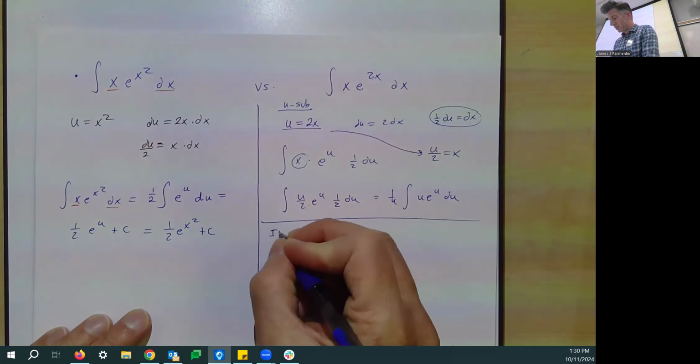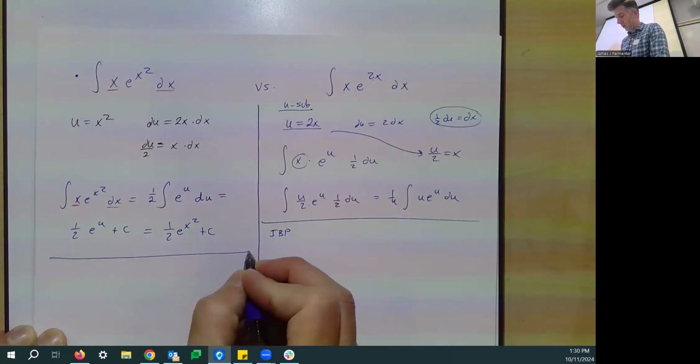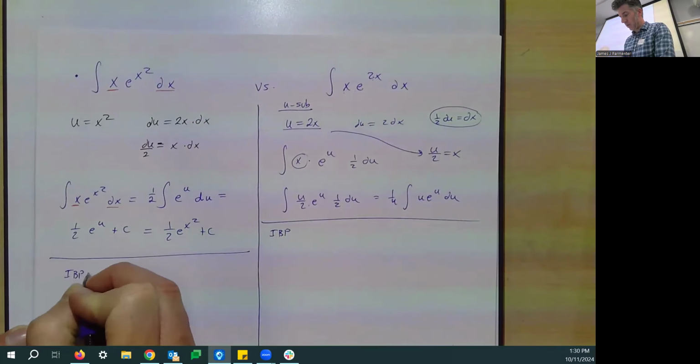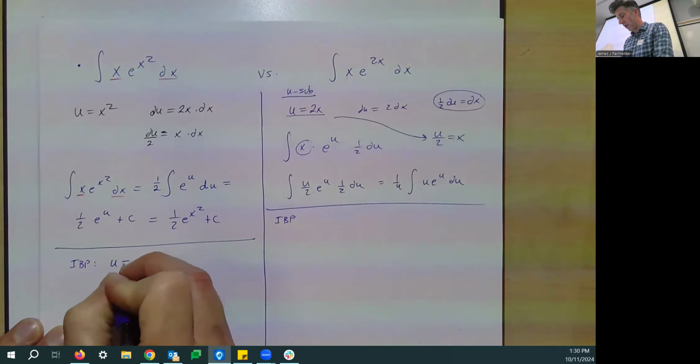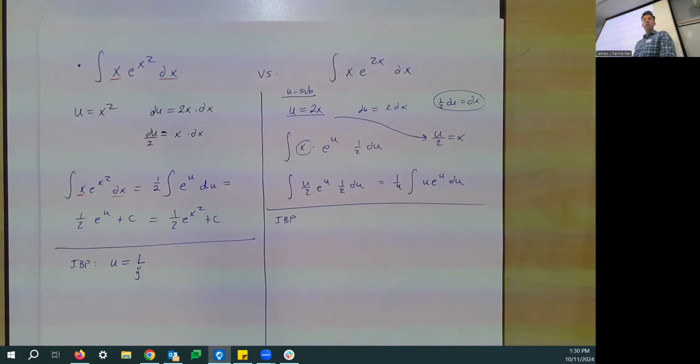So integration by parts instead. There is an acronym for knowing what order you might try choosing u in. For integration by parts, we typically try to let u equal a logarithm if we have one. I don't have a logarithm here, right? It's x e to the 2x. Neither of those are logarithms.